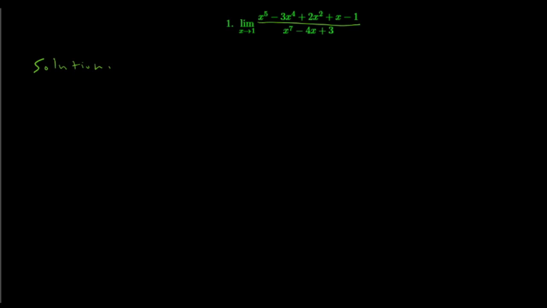Now let's recall what we mean by an indeterminate quotient. We compute the limit of the top, we compute the limit of the bottom. We want to figure out the limit of the top. So basically, we compute the limit of the numerator, the limit as x approaches 1. We only compute the limit of the top, the numerator.